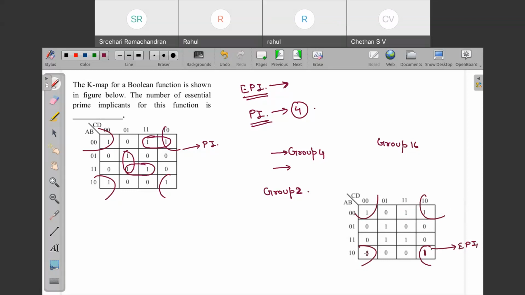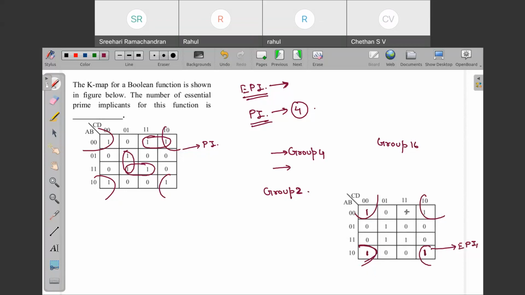Even this one has only one option, to make a group of 4 like this. So it will be included in this only. This is one essential. Don't say that this is one more essential prime implicant. No. Look at this one. This one also has only one option, to make a group of 4 with the remaining 3 ones. So this is the first essential prime implicant, in which we have covered all the ones.